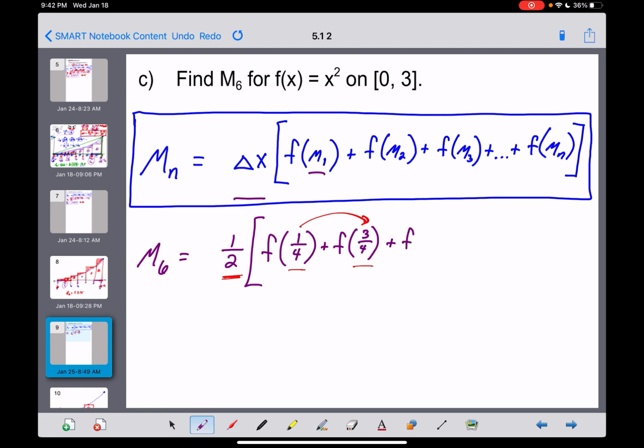So our third rectangle would have a height of f of, let's add 1/2 or 2/4 again and get f of 5/4. Okay, plus we'll do a dot, dot, dot right now. We know the next one that I'm not going to write would be 7/4. The fifth one would be 9/4. The last one we should have then would be 11/4 right there.